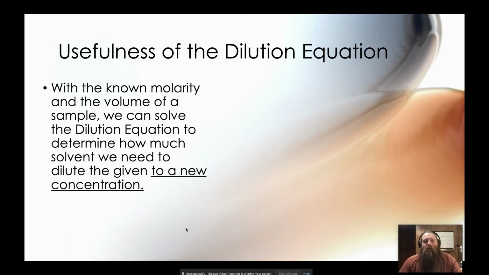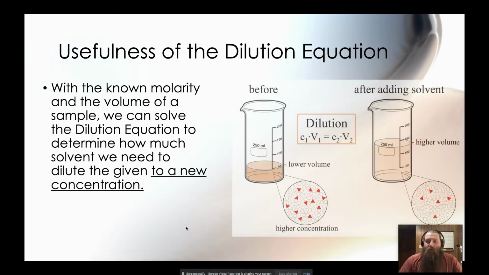You can memorize whichever one you want, as long as you know how to use it. Well, why is this useful? Well, if I know the molarity of my stock bottle and I can use the dilution equation, then I can determine how much solvent I need to dilute to get some new concentration. So here's a great example of that, right? I have this stronger concentration on the left. It's a little bit stronger than I need.